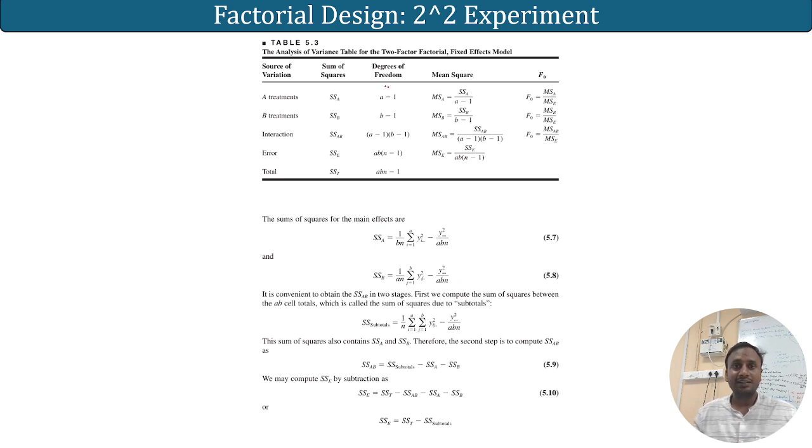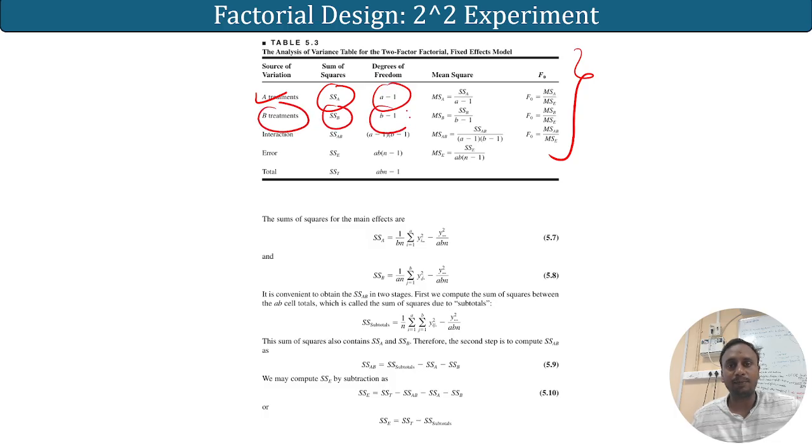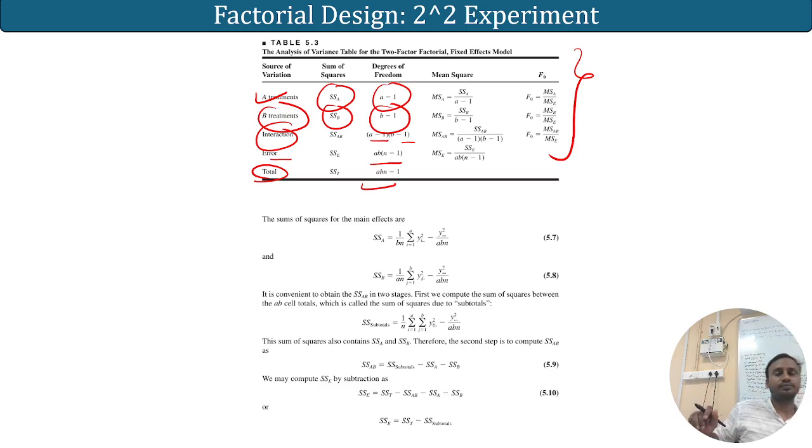Now we can see, in a similar way to what we have done for the two-way ANOVA, is it? A treatment, SSA, A minus 1; B treatment, SSB, B minus 1. Interaction we have done as A minus 1, B minus 1. Error we have done for this one, and total we have done for this one, is it?